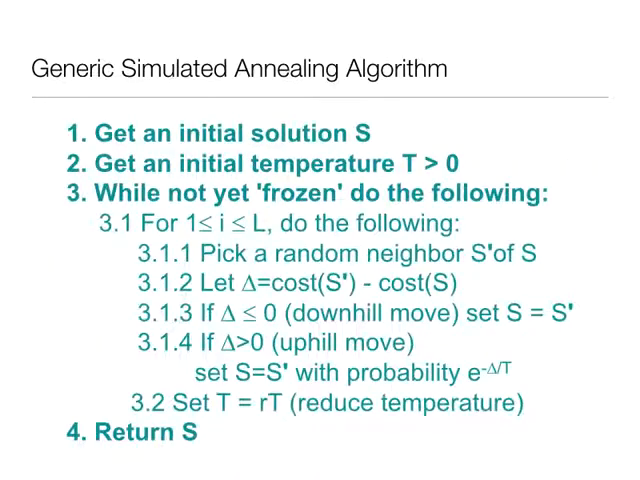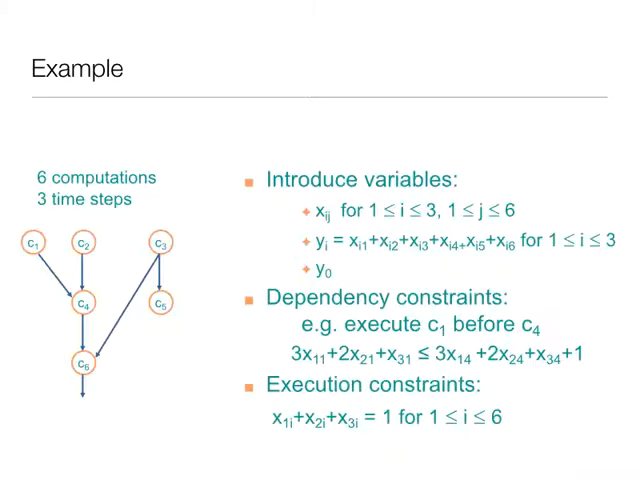So that's ILP. Just to give you a more concrete example, let's say I give you this precedence graph, C1. There are 6 computations in it, and they're again going to take 1 time unit each, and I give you 3 time steps, and your goal is to minimize the number of processors that are needed.